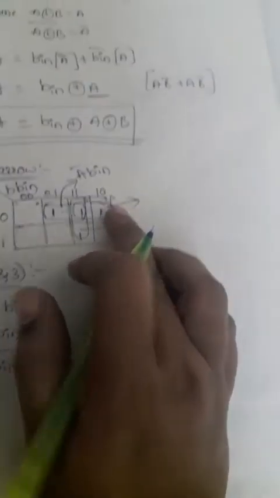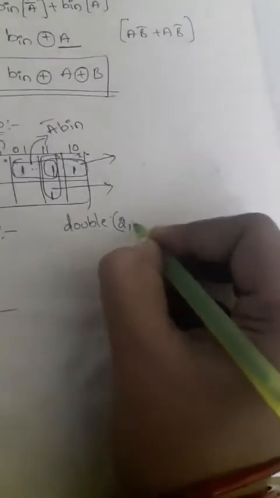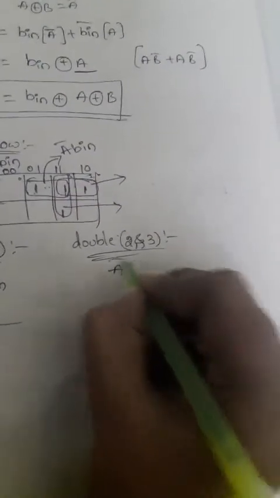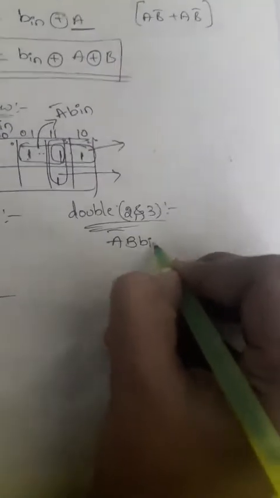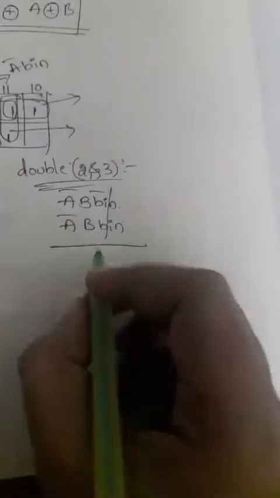So now coming to the second double. That is cell numbers 2 and 3. So 2 will be 0, 1, 0, right? A complement, B, B in complement. And the next one is 0, 1, 1, A complement, B, B in. B in complement cancels. So then we'll get A complement, B. This is the A complement, B expression.